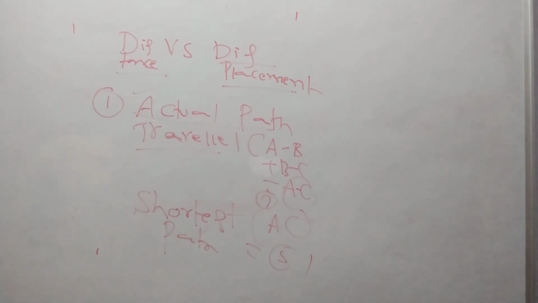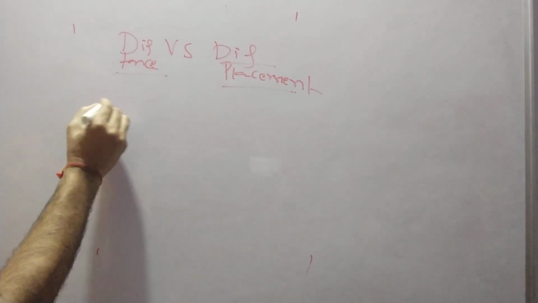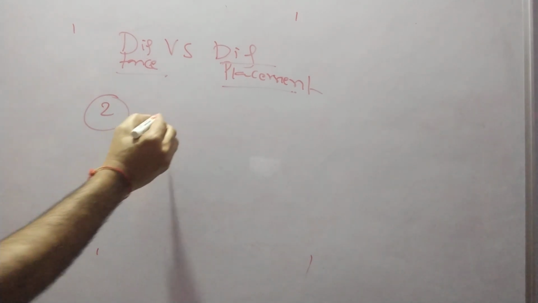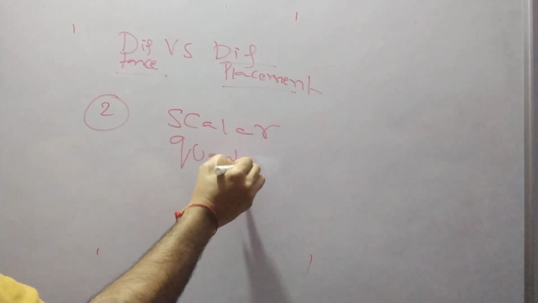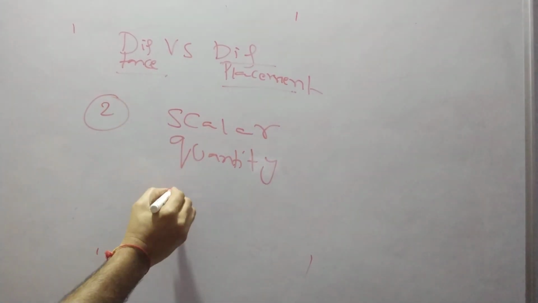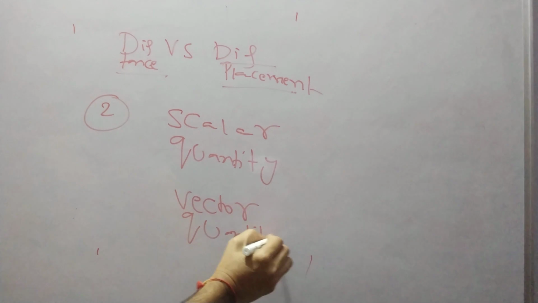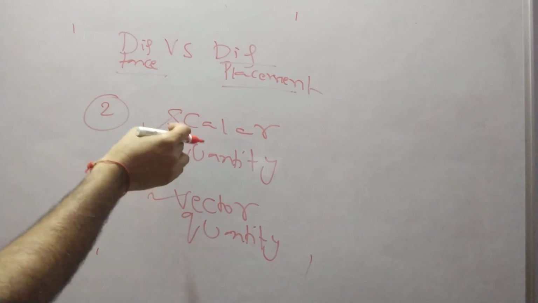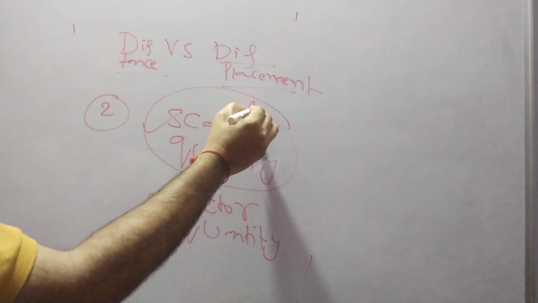So this is the first difference between distance and displacement. Now we'll see the second difference. Distance is known as a scalar quantity, and displacement is a vector quantity. What is the difference between scalar and vector? In the next videos you can see that in the chapter, but I am giving a small definition here. Scalar means only magnitude.